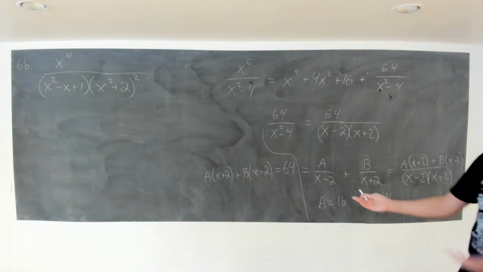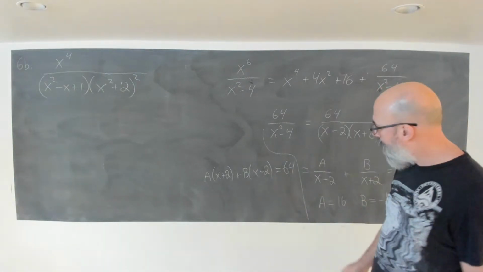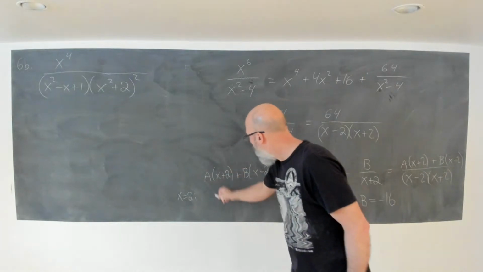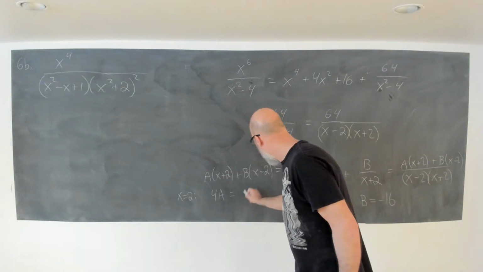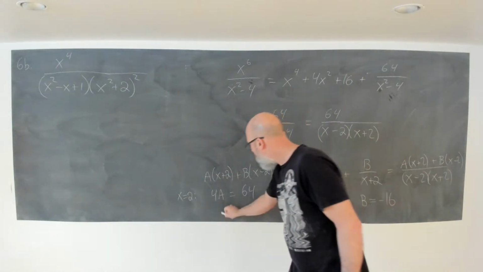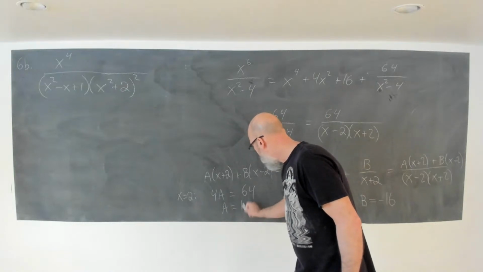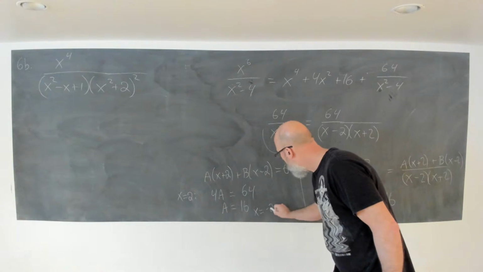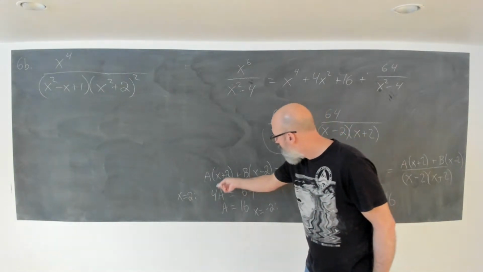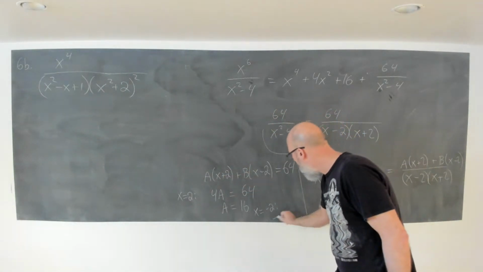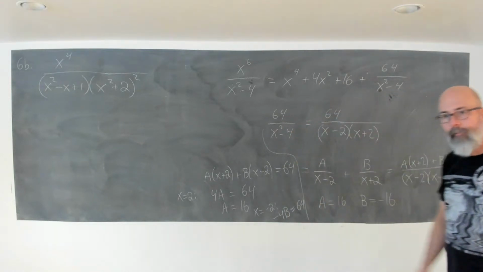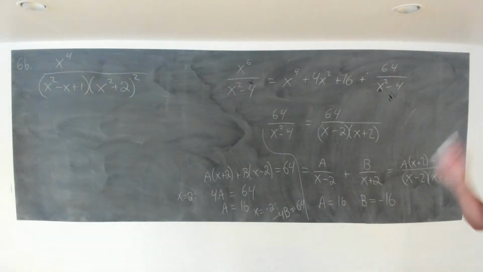And then here, good values of x does the trick, right? If x is 2, then this is 4a is equal to 64. So a is equal to 16. And if x is negative 2, this disappears. And you get negative 4b is equal to 64. And there it is.